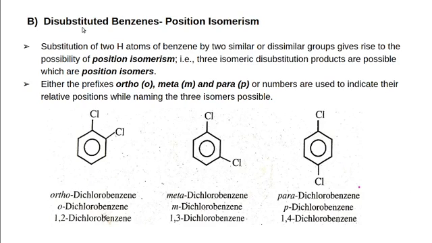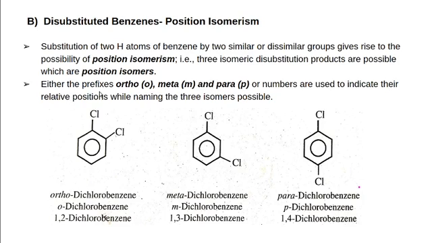Then what about the naming of disubstituted benzenes? It gives rise to position isomerism. That means disubstituted benzenes give position isomers. Substitution of two hydrogen atoms of benzene by two similar or dissimilar groups gives rise to the possibility of position isomerism. Three isomeric disubstitution products are possible, which are position isomers. So from benzene, when two hydrogen atoms are replaced by two substituents, which may be similar or dissimilar, that will give rise to position isomers, and the isomerism is known as position isomerism.